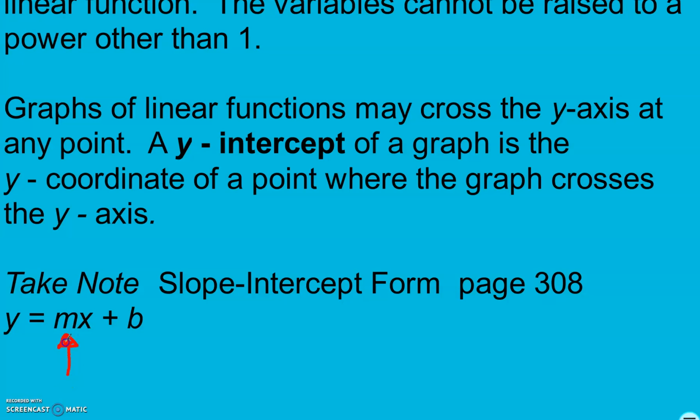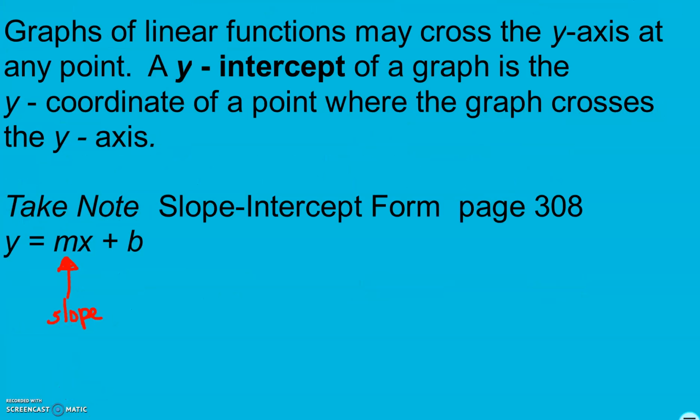M is our slope. It's going to be how we move on our graph. B is our y-intercept. It's where we begin. So again, M is our slope. It's our rise over run, how we move to get to the next point. And y-intercept is where we begin.